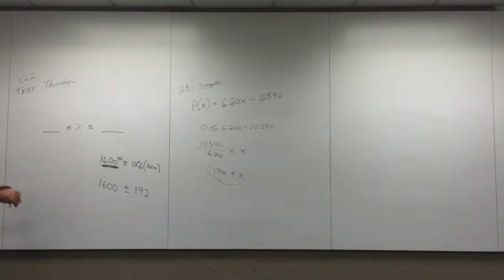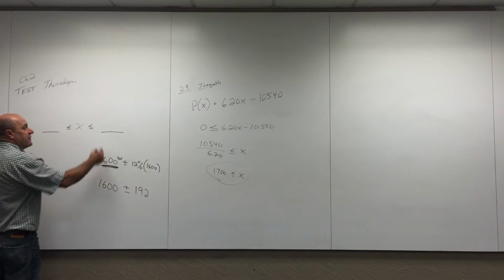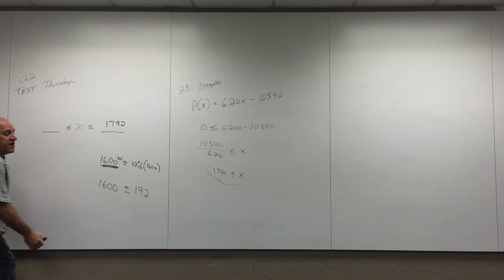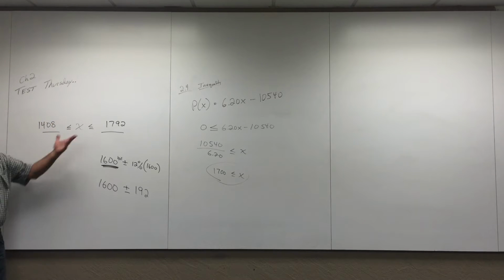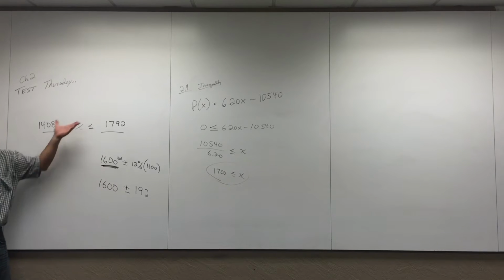I'm reasoning it out here. If I add 192 to 1,600, that would be 1,792. That would be the high end of my range. If I subtract the 192, that's 1,408. That would be the low end of my range, and I guess I sort of have an inequality. It doesn't feel like I did an inequality. I just did some calculations.